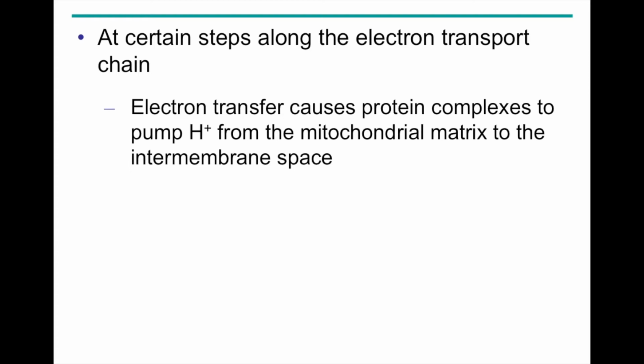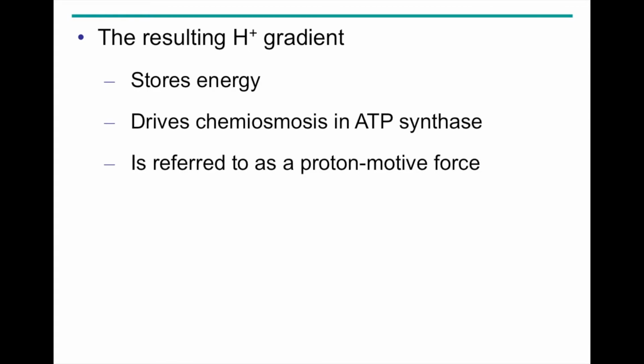At certain steps along the electron transport chain, electron transfer causes protein complexes to pump hydrogen from the mitochondrial matrix to the inner membrane space, once again resulting in the hydrogen gradient, which stores energy, drives chemiosmosis and ATP synthase, and is referred to as the proton motive force. That's basically what I just explained.